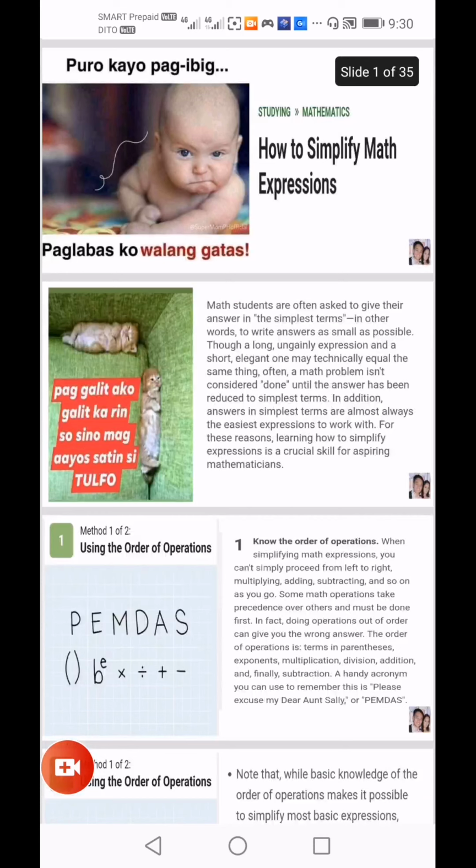How to simplify math expressions. Math students are often asked to give their answers in the simplest terms. In other words, to write answers as small as possible.